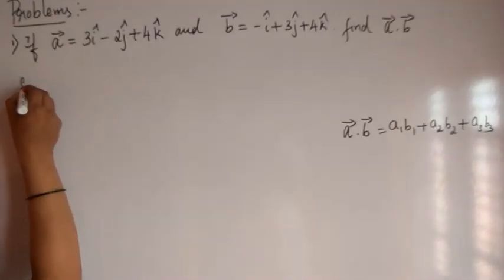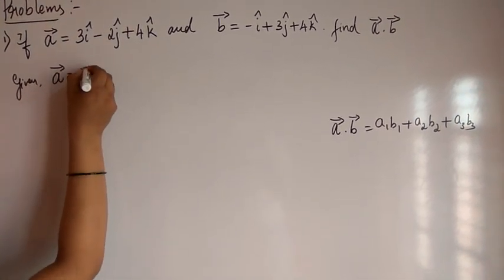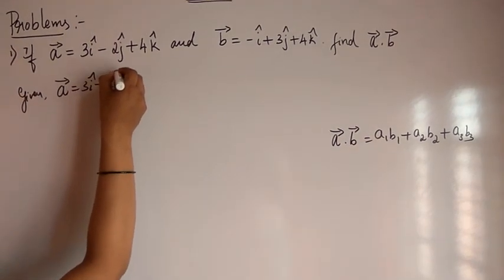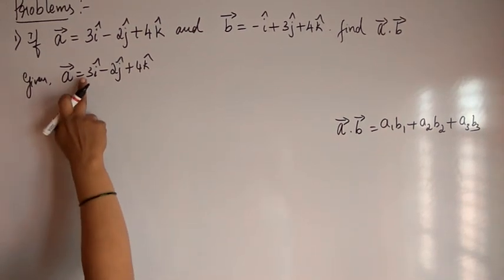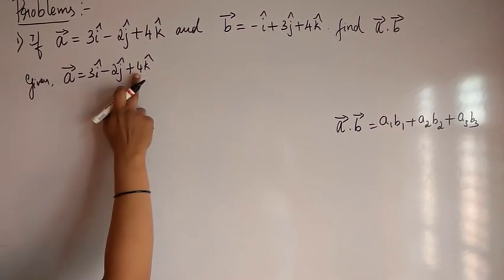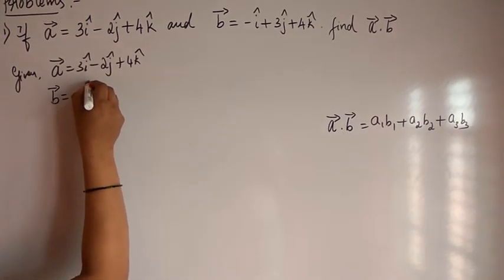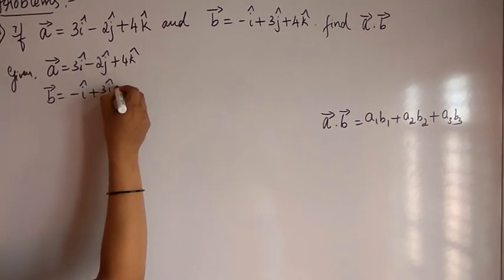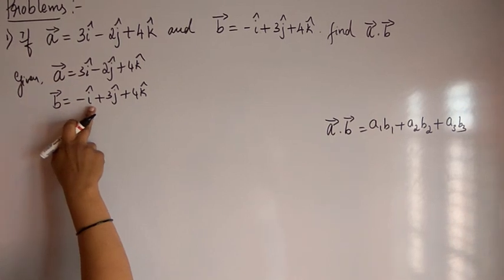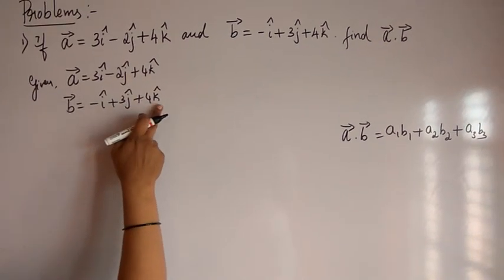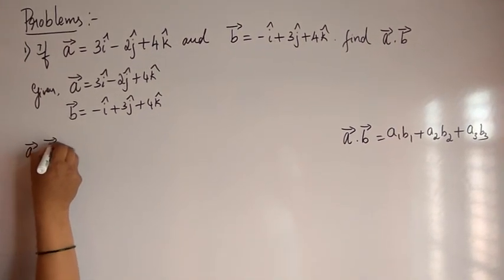Okay. So let us consider the given. Given vector A is 3 i cap minus 2 j cap plus 4 k cap. That means in general form A1 i cap, A2 j cap, A3 k cap, and vector B is minus i cap plus 3 j cap plus 4 k cap. So in general form B1 i cap plus B2 j cap plus B3 k cap. Okay, we have to find vector A dot vector B.